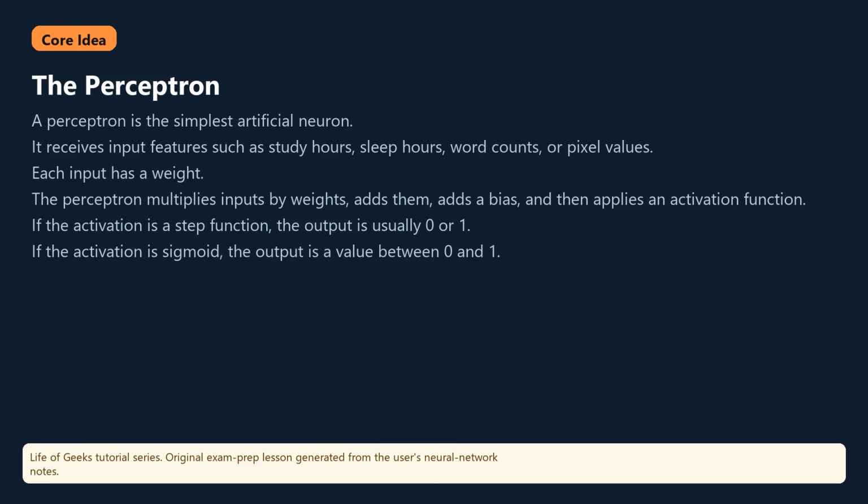If we use a step function, the output is either 0 or 1. If we use a sigmoid function, the output is a number between 0 and 1, which can be interpreted like a probability. The important exam point is this: the perceptron is a linear model followed by an activation function. On its own, it can separate data with a straight boundary, but it cannot solve every pattern. Neural networks become powerful when many perceptrons are connected together.